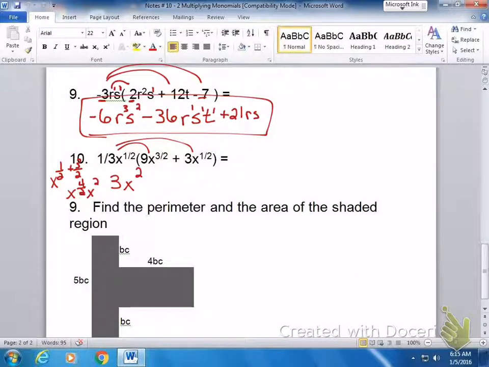Now 1/3 times 3 is 1. And I have x to the 1/2 times x to the 1/2. Well, 1/2 plus 1/2 is 1. So I just have x to the 1st. And there's my answer.